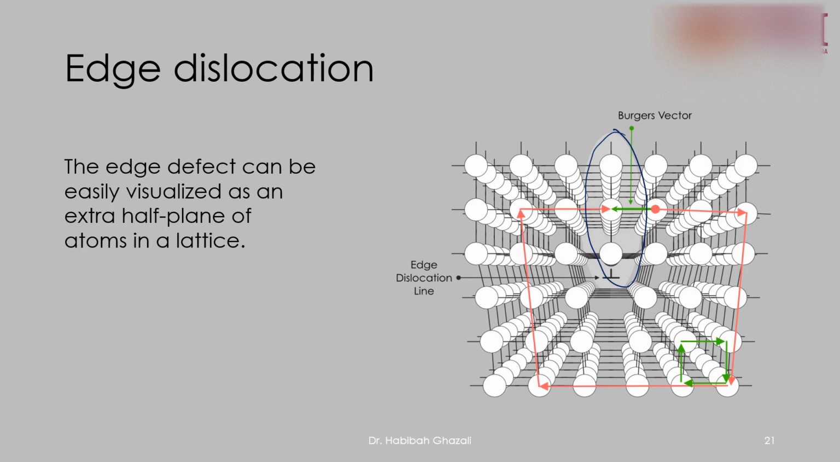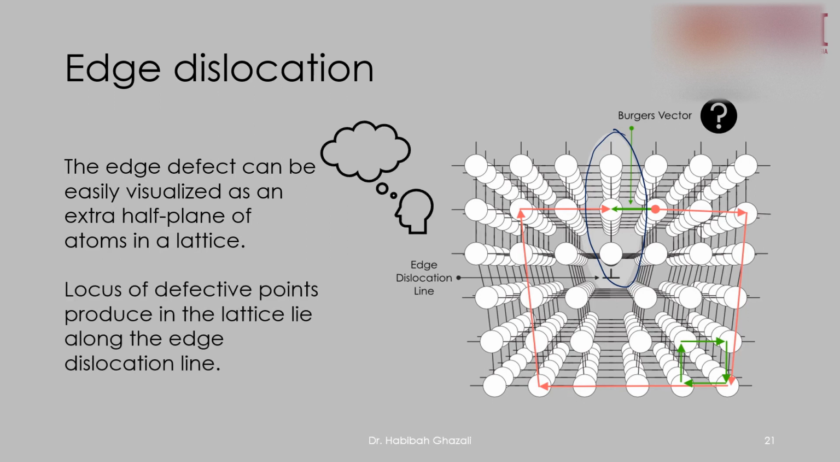But just by looking at this crystal structure, what you can observe is that the lattice is going to be distorted. By the presence of this extra half plane, the lattice will be having a distortion. So the magnitude and the direction of the lattice distortion resulting from this dislocation in the crystal structure is what we call as Burgers vector. So what is Burgers vector? How do we determine the Burgers vector? So it is not the burger you eat in McDonald's, okay?